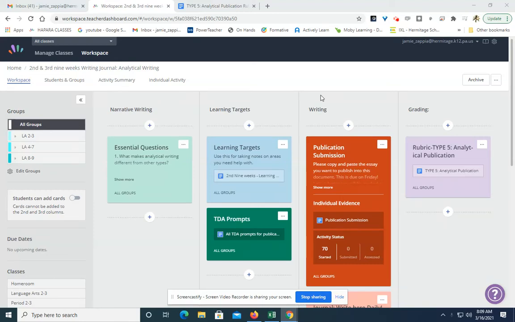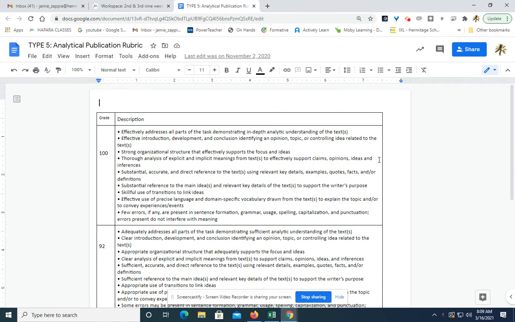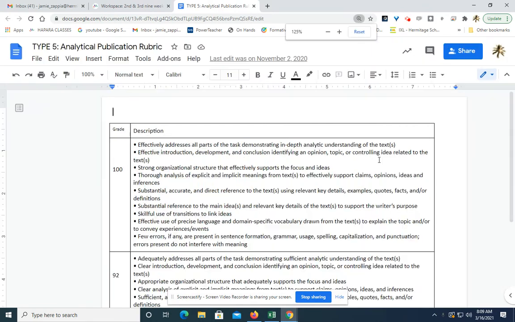Good morning, everyone. Today we're going to go over the text-dependent analysis publication rubric. You'll see right now that I'm currently on the second and third 9 weeks writing journal and local writing workspace. You can find and access the rubric in this grading section. It's a purple box, and you click on it, it will open up and look like this.